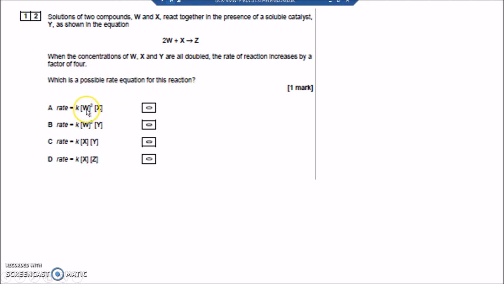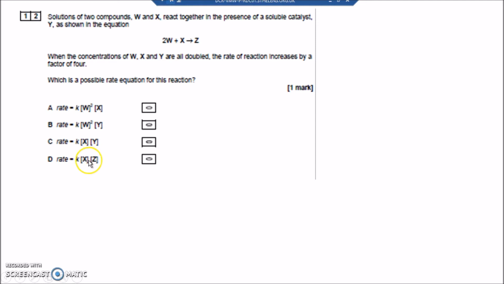Well, if W doubled, multiplied by 2, 2 2's are 4, and X doubled to twice as large, that would increase 4 times, that would increase 2 times, that would increase by 8, not by 4. Again, this one would increase by 4 times, that would increase by twice. 4 times 2 is 8 times. Oh, this one looks good. C, if that doubles and that doubles, so times by 2, times by 2, 2 2's are 4. C would work for me.